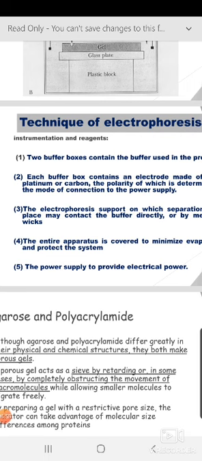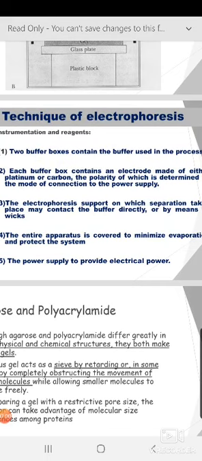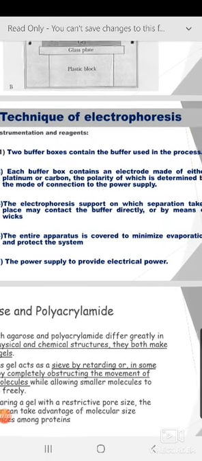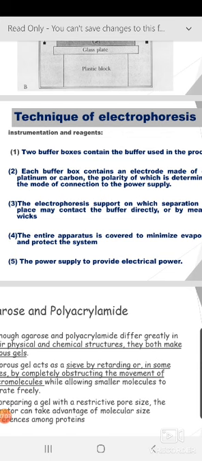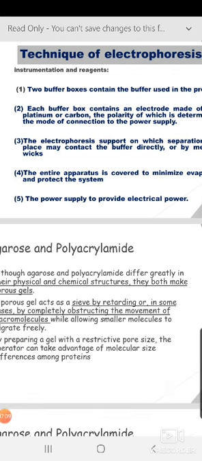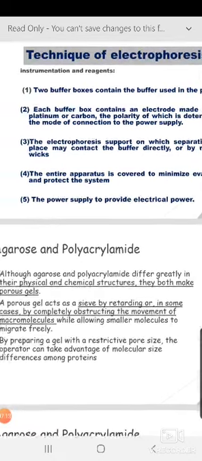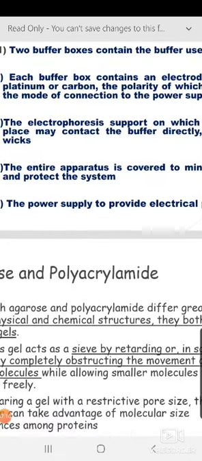The electrophoresis support on which separation takes place may contact the buffer directly or by means of wicks. Generally nowadays we will see that it is directly connected. The entire apparatus is covered to minimize evaporation and to protect the system.